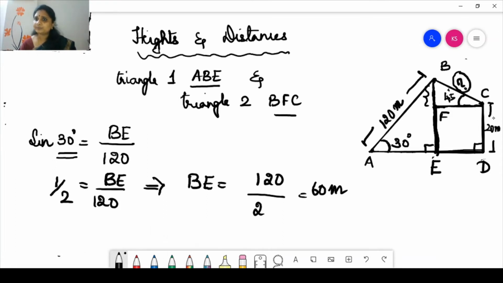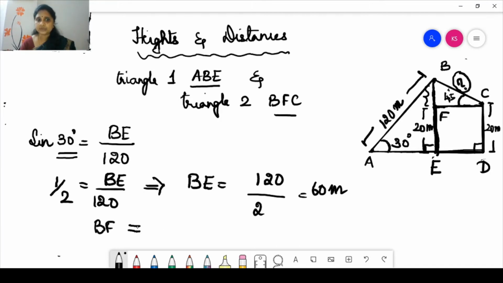So now, if this is 20 meters, then I can definitely write that FE is also 20 meters, because basically FCDE makes a rectangle, correct? And you know the complete measure of BE. From that, can you find BF? Of course, yes.